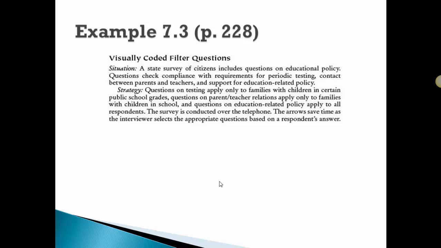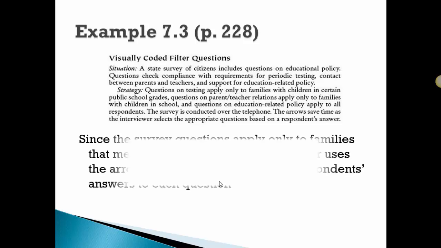They did a survey of citizens, including questions on educational policy, and they want to check compliance with requirements for periodic testing, contact between parents and teachers, and support for education-related policy. Questions on testing only apply to families with children in certain public schools. Questions on parent-teacher relations apply only to families with children in school, and questions on the education-related policy would be for all respondents, and this is done over the phone. The arrows save time as the interviewer selects the appropriate questions based on the respondent's answer.